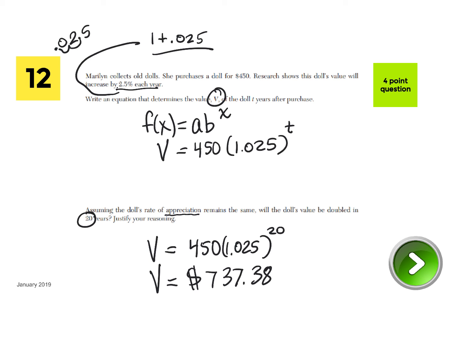Okay, there's a couple things here. You know you're talking about dollars and cents, so that's an automatic, definitely round it to 2 decimal places thing, and your answer clearly is no. So you do have to take a minute to write that down. No, it will not double. Okay, justify your reasoning. It is not 900. 900 would be double.